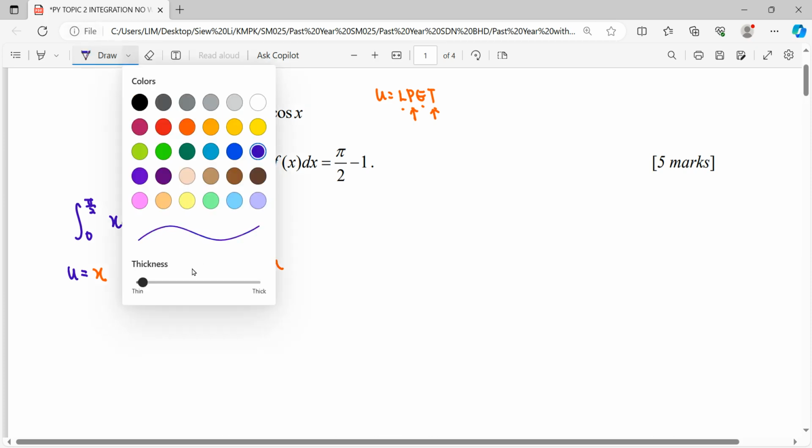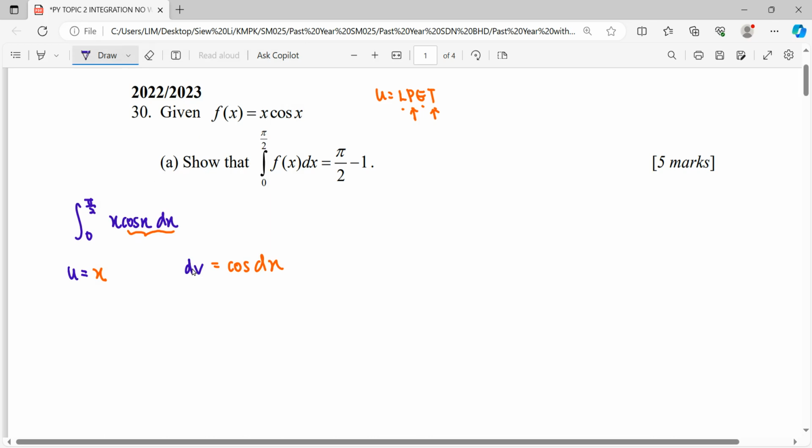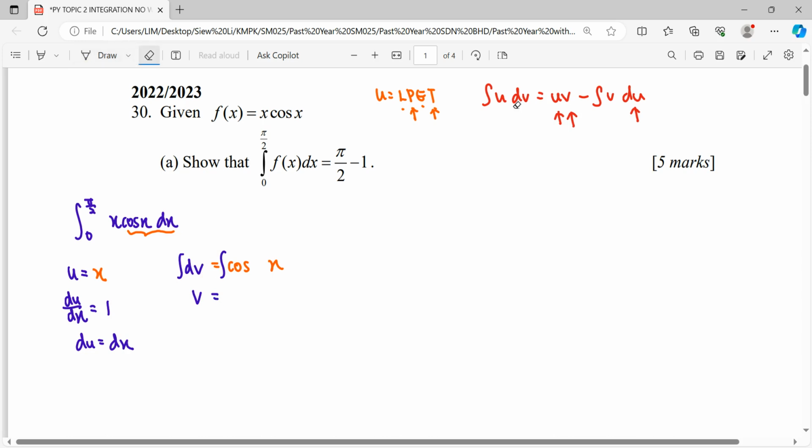So for the u part, we're going to differentiate. Why do we need to differentiate? Because in integration by parts, the formula will be integrate u dv equals uv minus integrate v du. So we need to find out what is our u, what is our v, and what is our du. Therefore, for u, we differentiate u with respect to x. We get 1, du equals dx. Meanwhile, for dv, we integrate both sides. So integrate 1 dv, we have v, integrate cos x. Integrate cos x, we will get sine x.